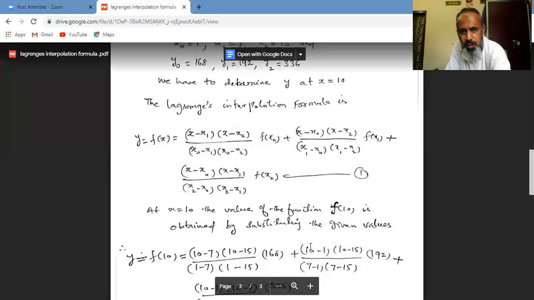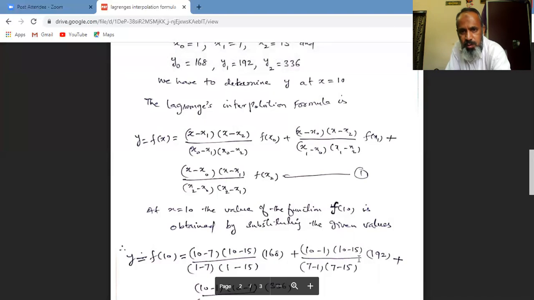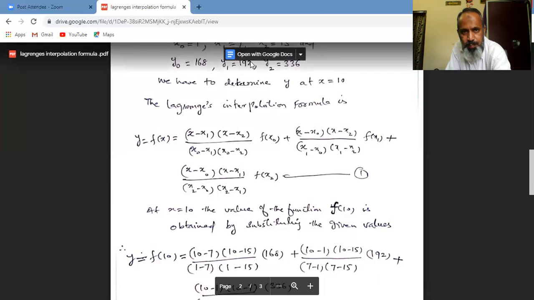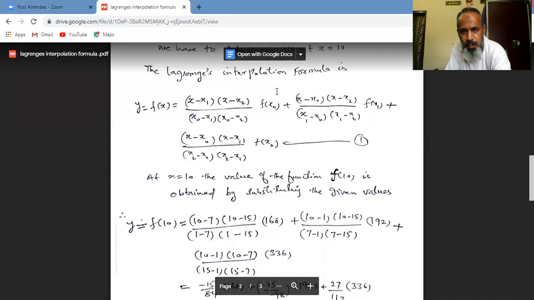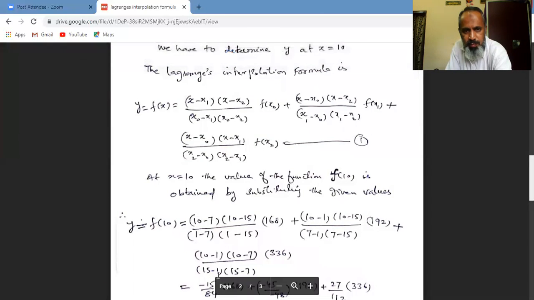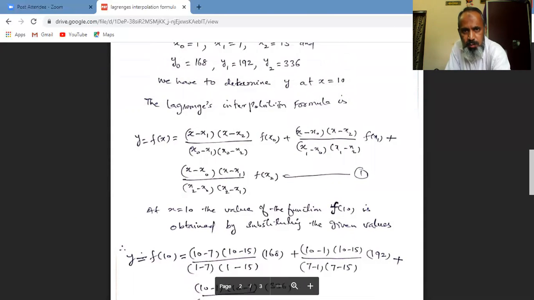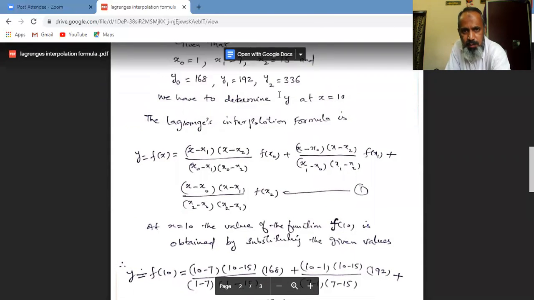Similarly, substituting 10 in place of x: (10 − 1)(10 − 15) by (7 − 1)(7 − 15), because x1 is 7, into f(x1). What is f(x1)? f(x1) is 192. Similarly, we are substituting here (x − x0)(x − x1): (10 − 1)(10 − 7) by (15 − 1)(15 − 7) into f(x2). f(x2) value is 336.